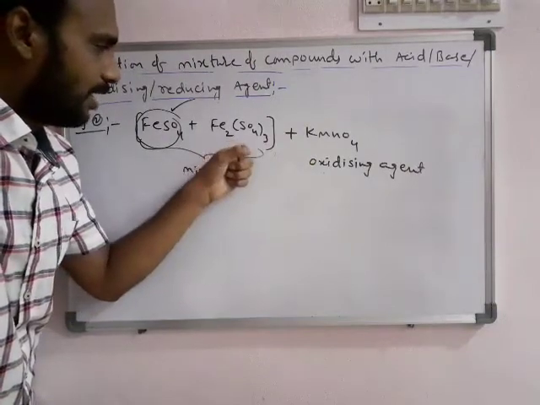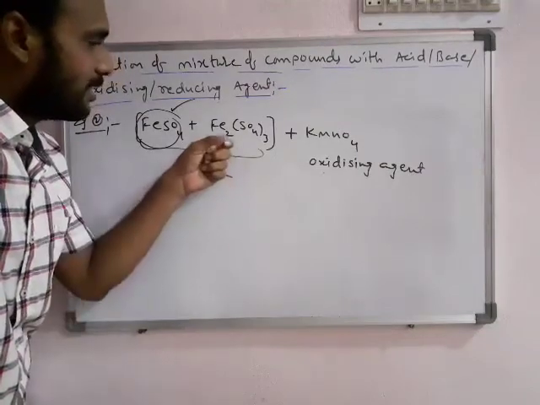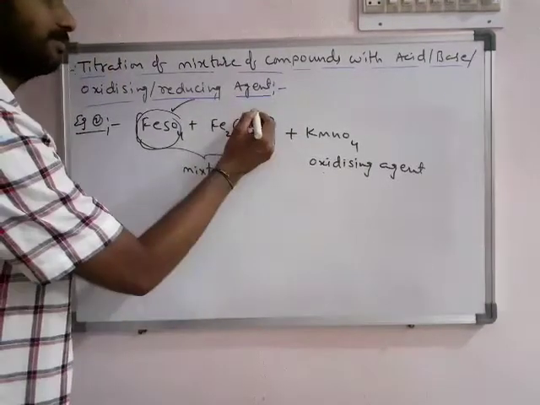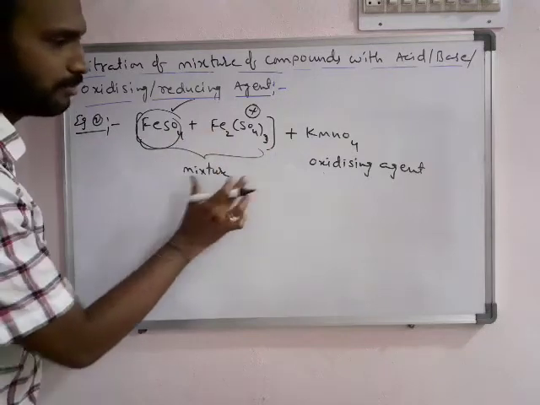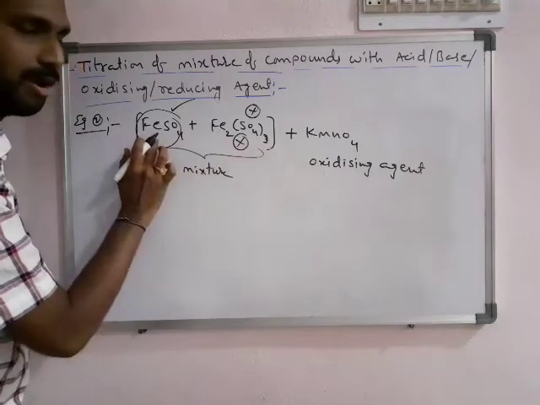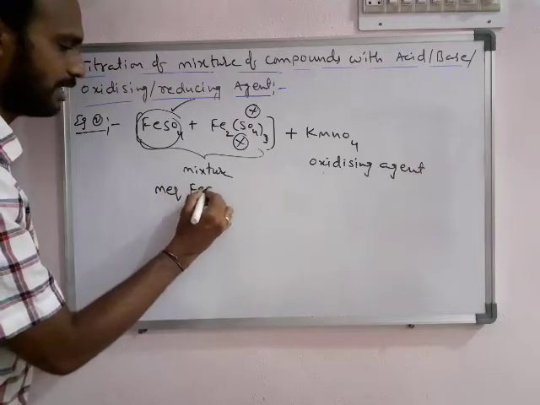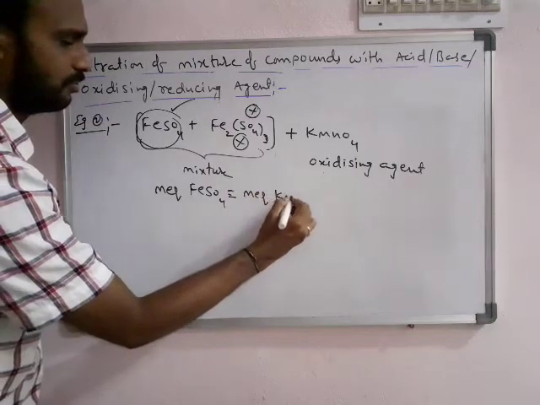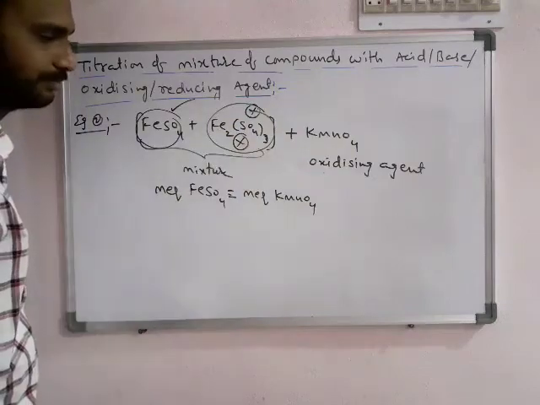Now see this point, this is ferric sulfate. Ferric sulfate cannot be oxidized by KMnO4 because it is already in the ferric form. It is in the Fe+3 form, so there is no possibility of further oxidation. That means it does not get involved in the reaction. Even if we react this whole mixture with it, this part does not get oxidized, only this part gets oxidized. So now we can write that the milli equivalents of FeSO4 are exactly equal to the milli equivalents of KMnO4, leaving aside this unreacted compound.